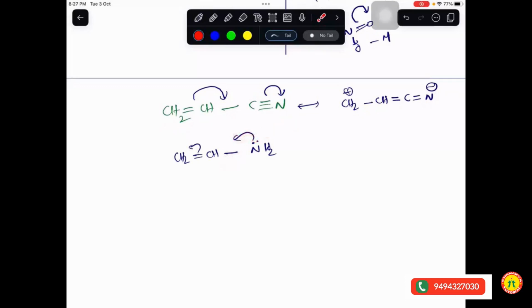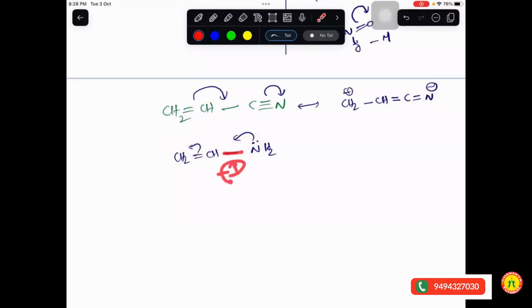Delocalizing is nothing but the location completely changing. See, this electron location is here. Now it is changing to here. So this electron location is here. Now it is changing to here. Once you are shifting here, this carbon got the location. So the location is completely changing, right? That's why it is called delocalization of electrons. Location is changing.